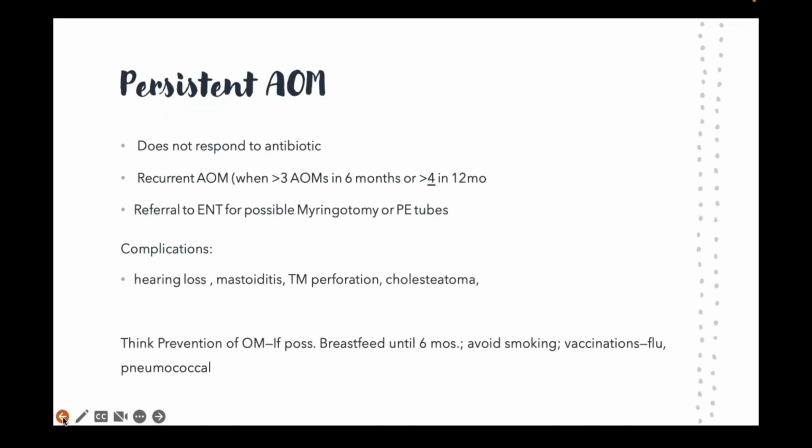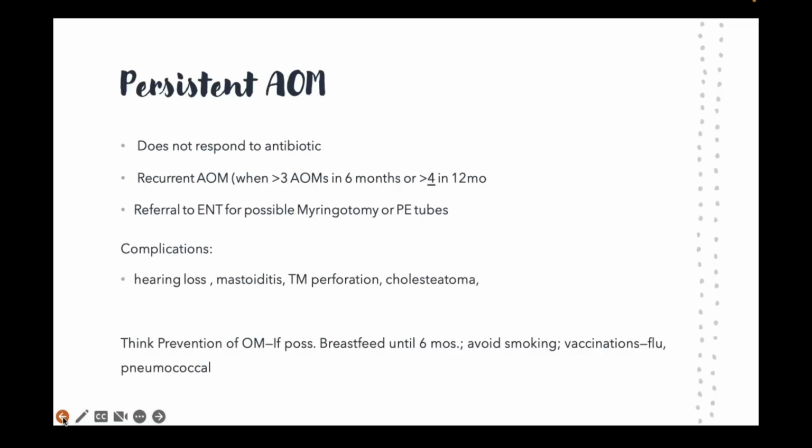Persistent AOM can happen if the patient doesn't respond to the full dose of antibiotics. You can also have recurrent acute otitis media when you have more than 3 in 6 months, or more than 4 episodes in 12 months. Make sure you refer patients with persistent AOM to an ENT, because possible complications could be hearing loss, mastoiditis, tympanic membrane perforation, and cholesteatoma. The idea here is to teach parents prevention of otitis media.